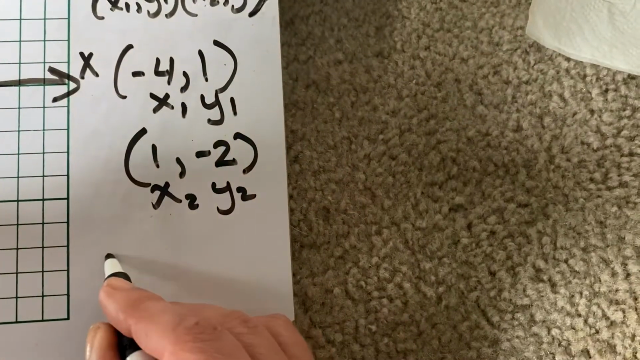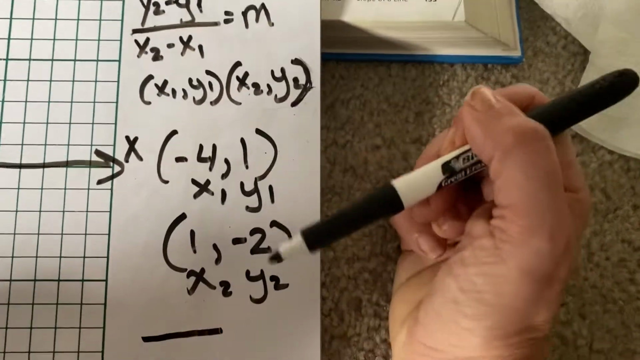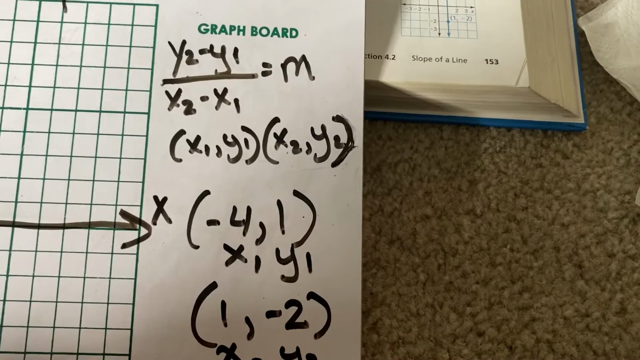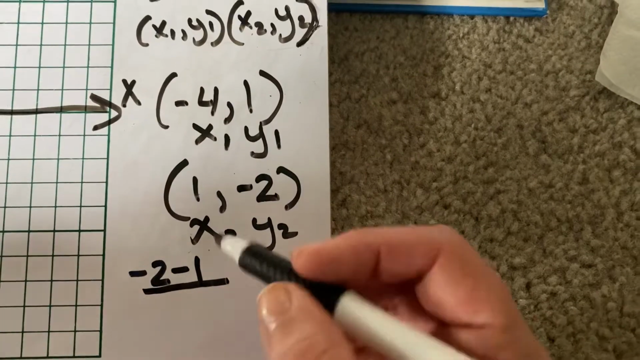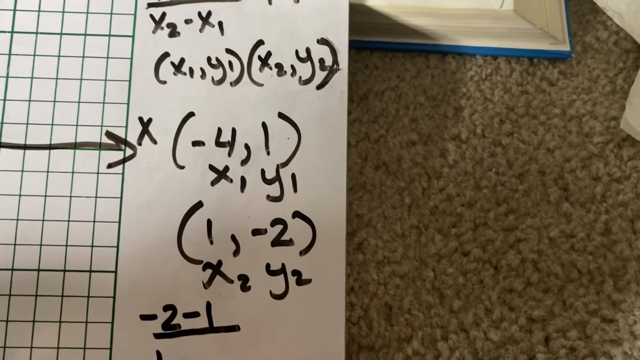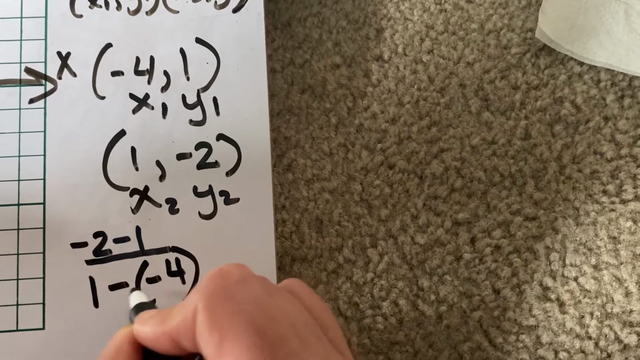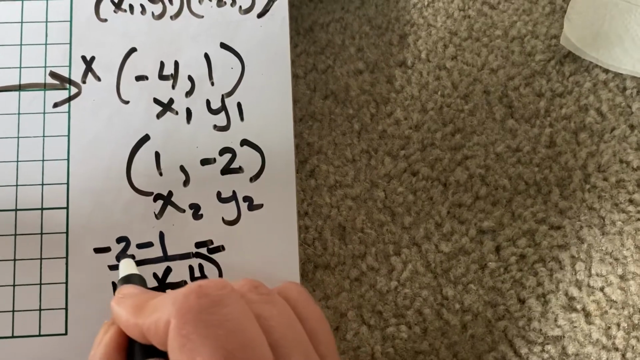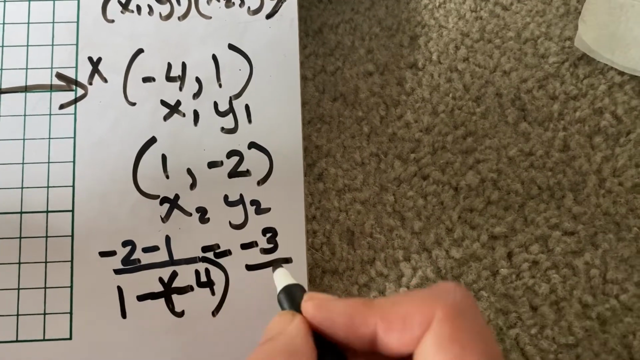Basically all I do is use the formula and fill in the information given. First I start out with y2, which is -2, and go to y1, which is 1. So -2 minus 1, just substituting into the formula. On the bottom, I'm going to write the x coordinates, x2, which is 1, minus x1, which is -4. When I substitute the -4, you're going to get a double negative, so you're going to put a plus sign. So -2 minus 1 is -3, and 1 plus 4 is 5.